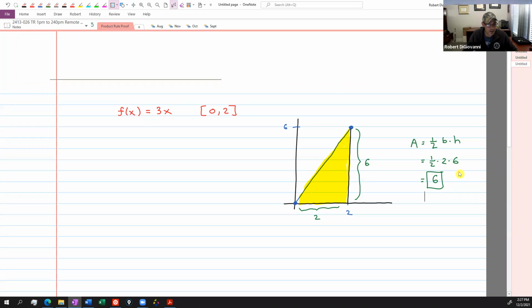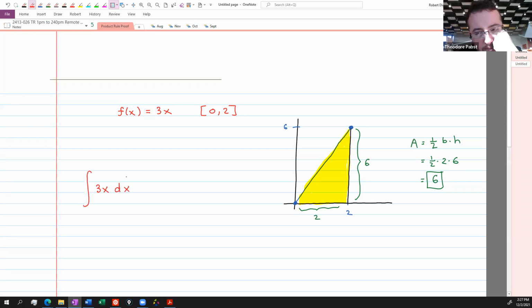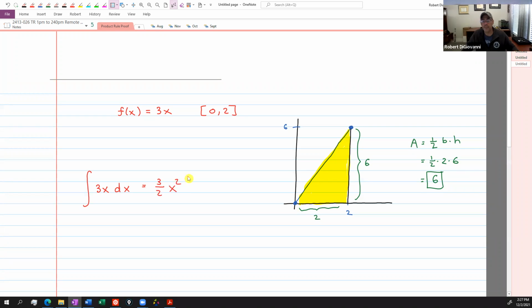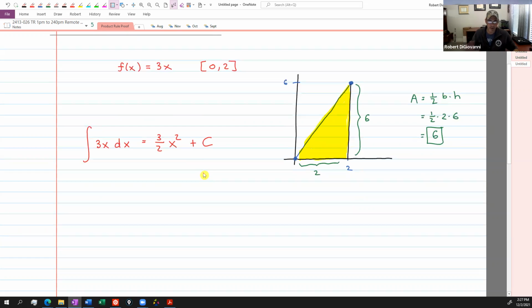Now here, do this. I'd like for you to tell me what the antiderivative of 3x is. It's 3/2 x squared, right? That's the antiderivative plus a constant. Great, wonderful. Big deal. Now this is the part that's really mind-blowing. I want you to take this answer, and here's what I want you to do with it.